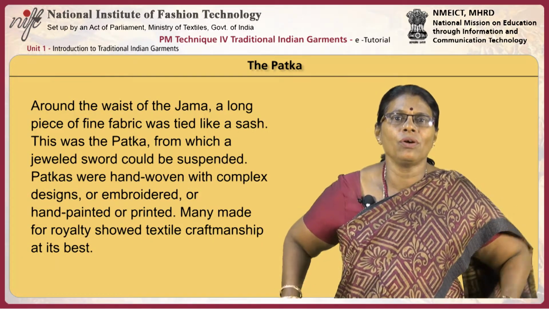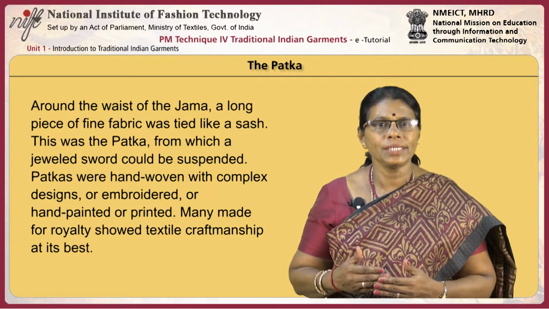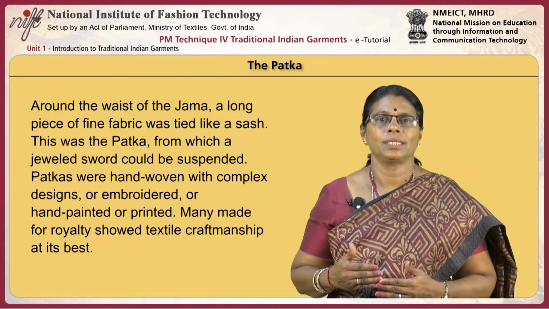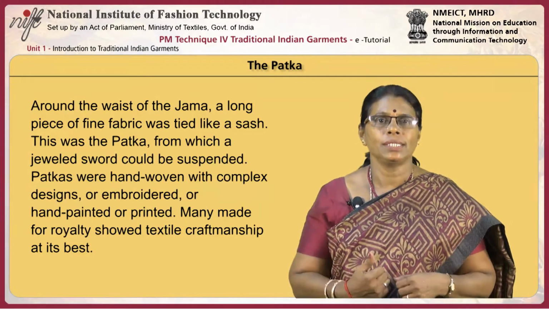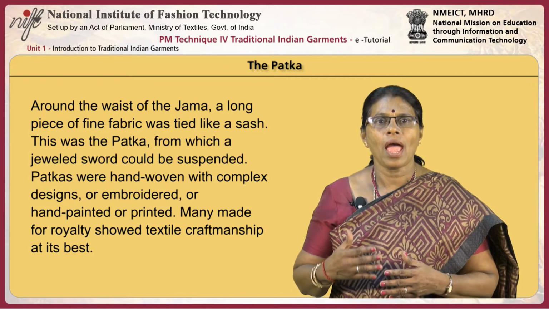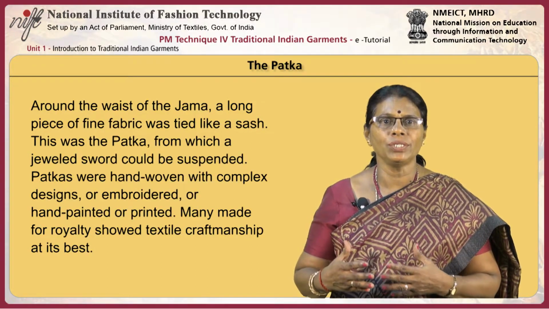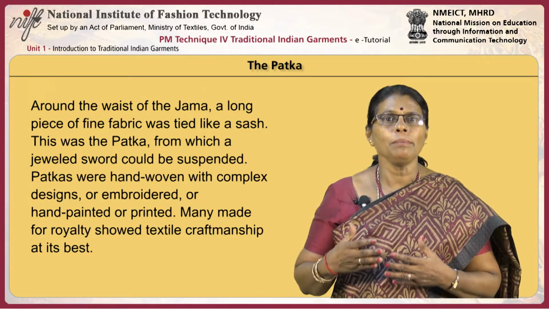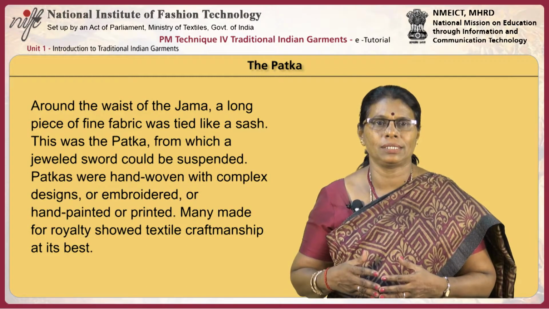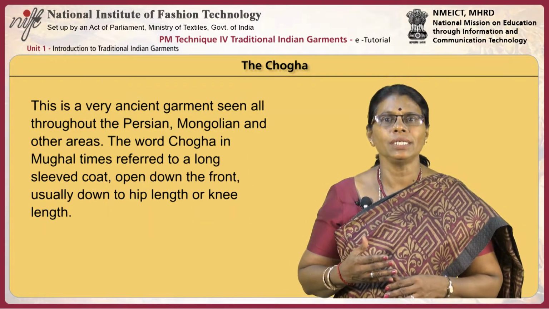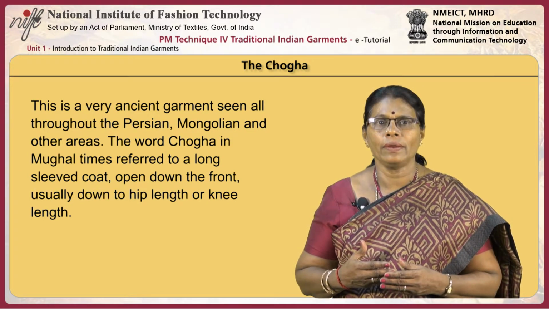Around the waist of the jama, a long piece of fine fabric was tied like a sash. This was the patka, from which a jewelled sword could be suspended. The patkas were hand woven with complex designs or embroidery, and were painted or printed. Many made for royalty showed textile craftsmanship at its best. This is a very ancient garment seen all throughout Persian, Mughal and other areas.